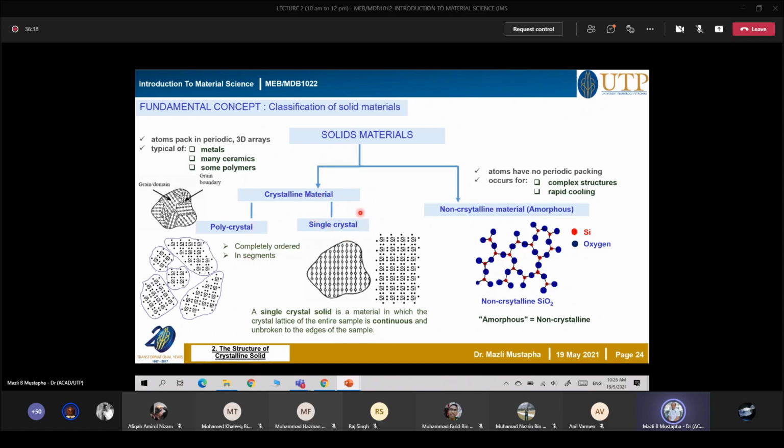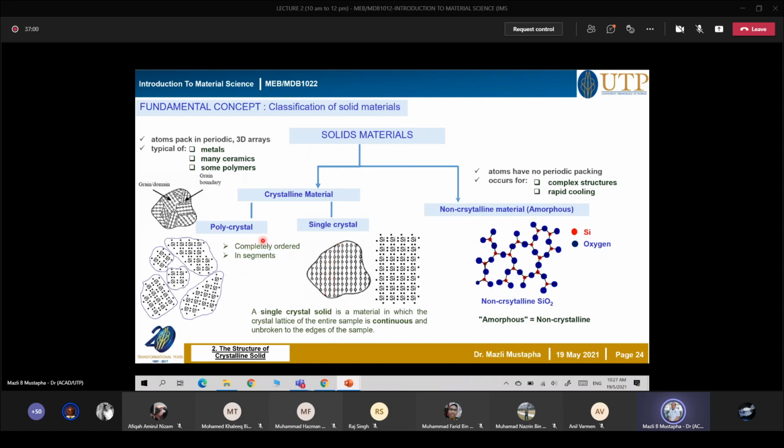For semiconductor materials, of course, we need the single crystal. Single crystal is very expensive and very hard to produce. To produce it, we need expensive processing equipment. That's why it's very expensive.